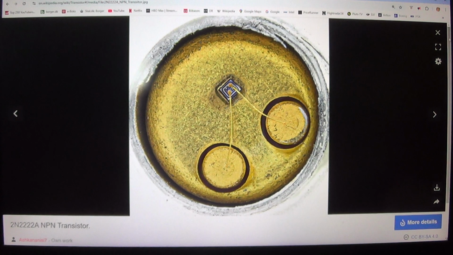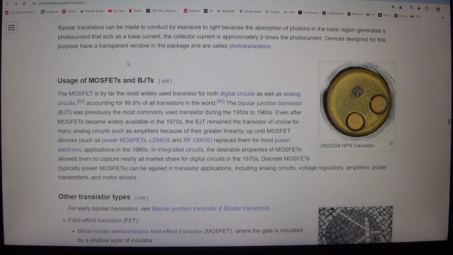Usage of MOSFETs and BJTs. The MOSFET is by far the most widely used transistor for both digital circuits as well as analog circuits, accounting for 99.9% of all transistors in the world.